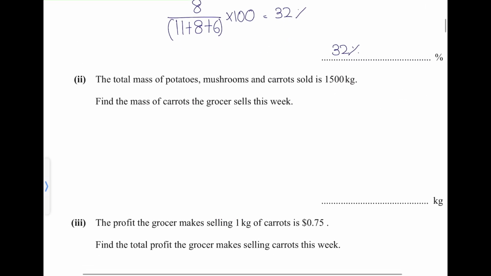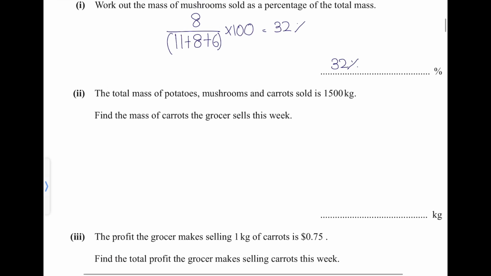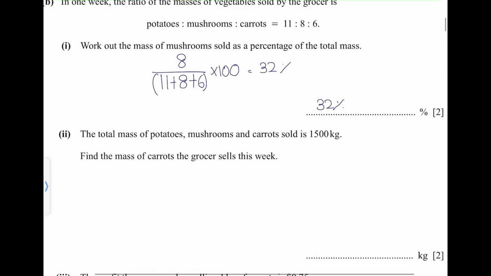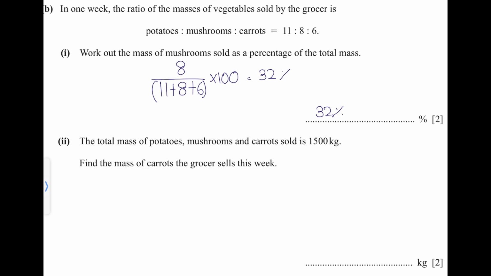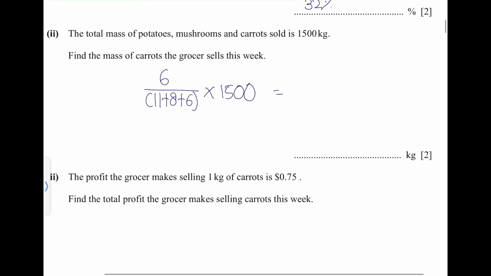The total mass of the potatoes, mushrooms, and carrots is 1500 kg. Find out the mass of carrots that the grocer sells this week. So the ratio is given. It is a part continuation. This is asking for carrots. So 6 over (11 plus 8 plus 6) times 1500, because the total is 1500. That is 360 kilos.